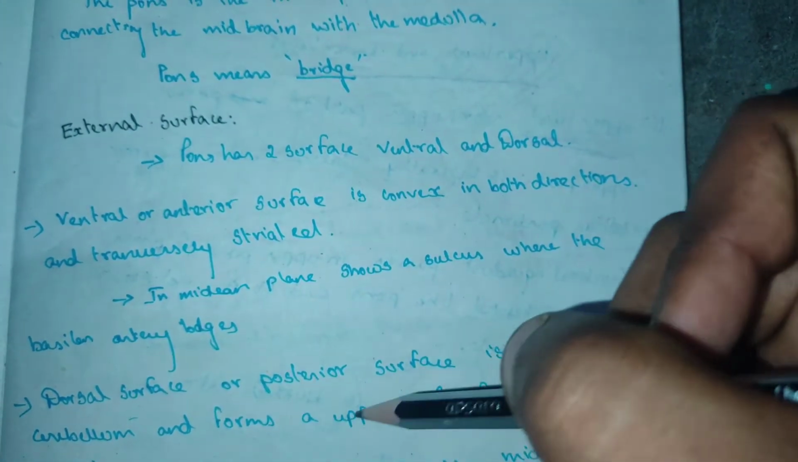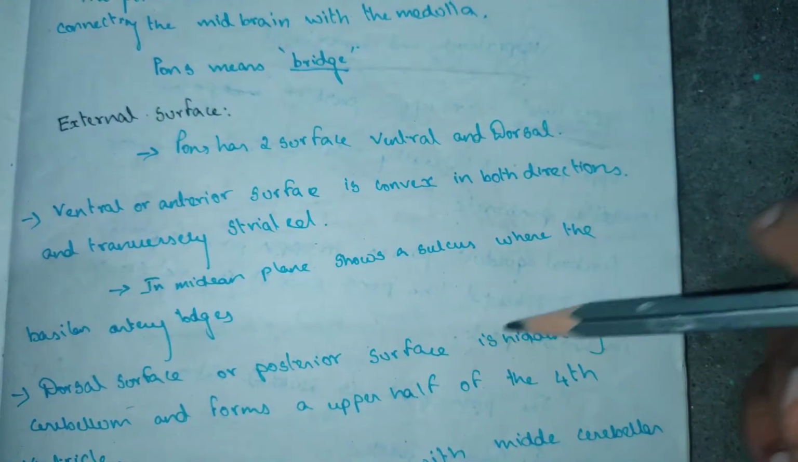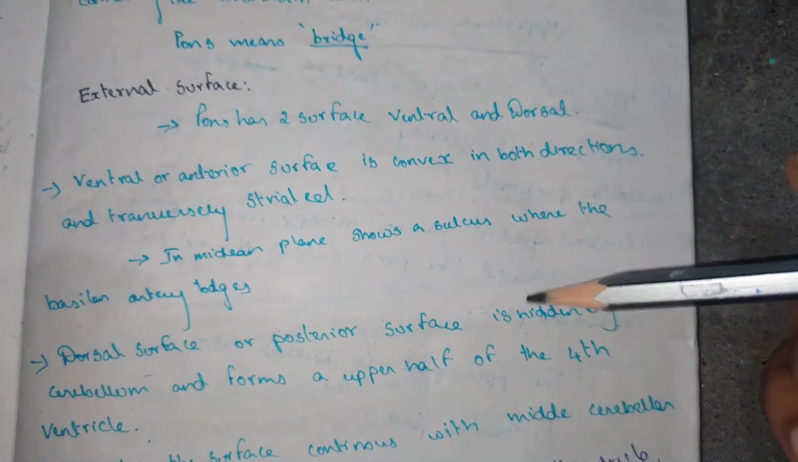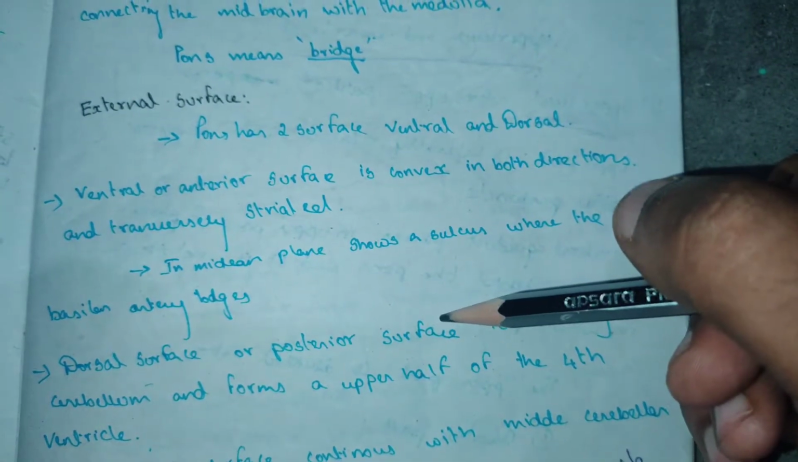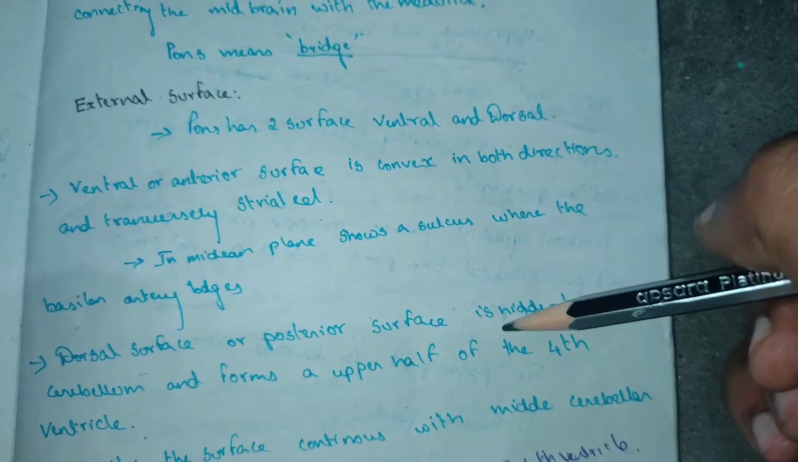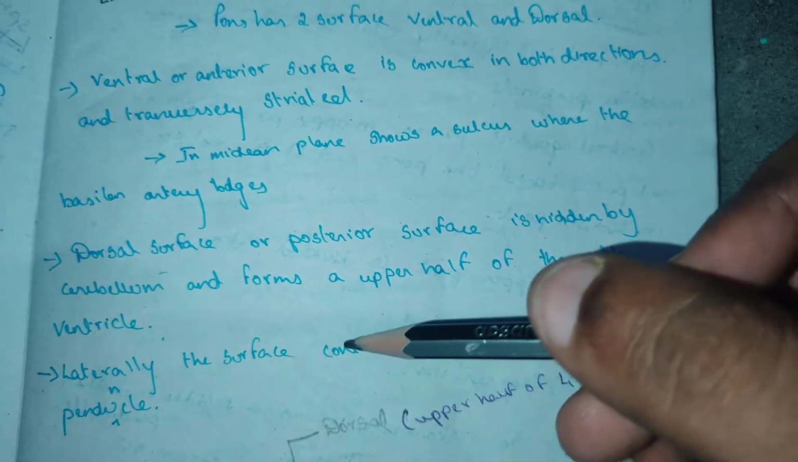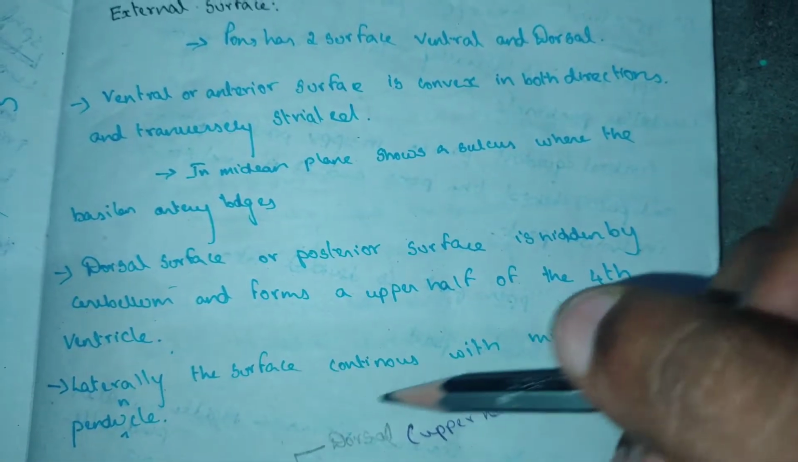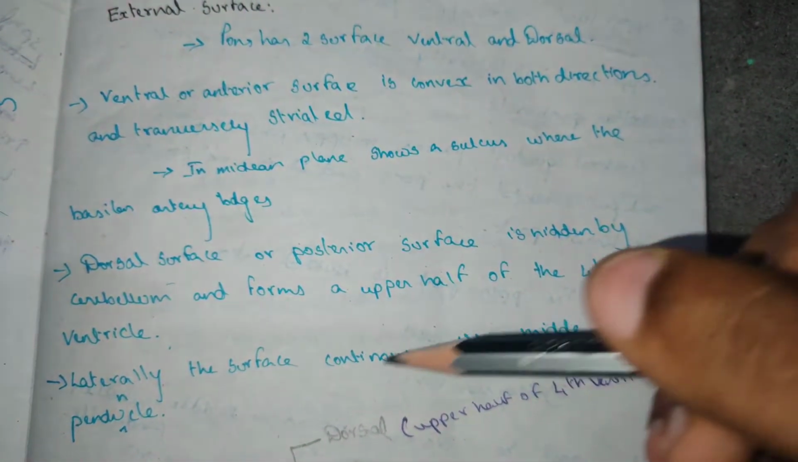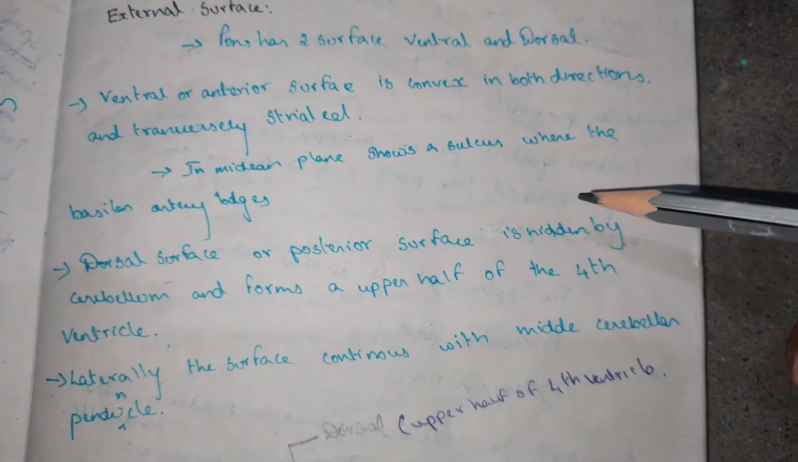The dorsal surface or the posterior surface is hidden by the cerebellum and forms the upper half of the fourth ventricle. Laterally, the surface continues with the middle cerebellar peduncle. The middle cerebellar peduncle connects to the lateral surface of the pons.